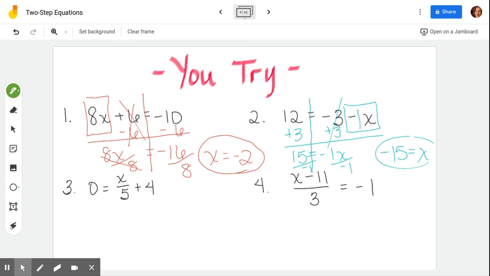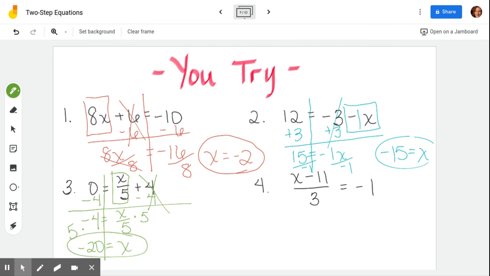Number 3, I'm going to separate. I'm going to box. The opposite of adding 4 is subtracting 4. I'm focusing on that because it's with the variable but not in the box. 0 minus 4 is -4. I still have x over 5. Plus 4 minus 4, they go away. Opposite of dividing by 5 is multiplying by 5. So then I end up with -20 equals x.